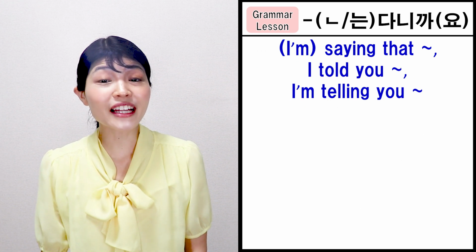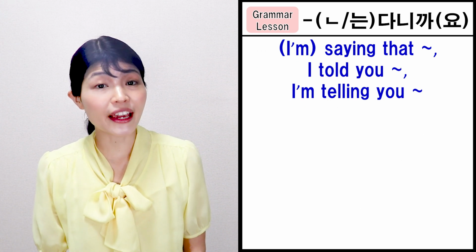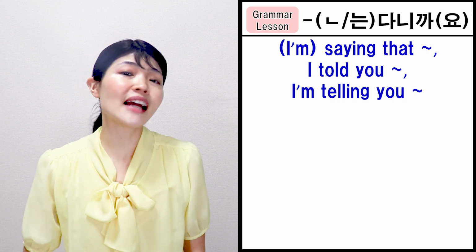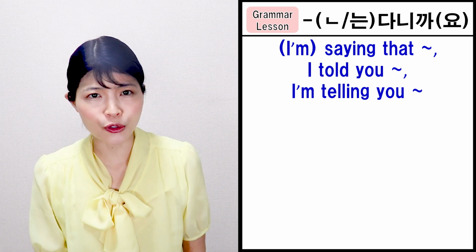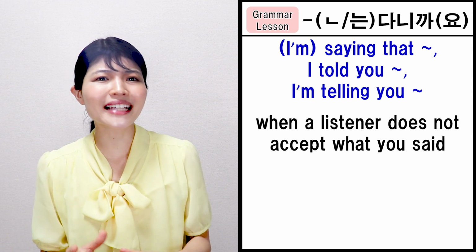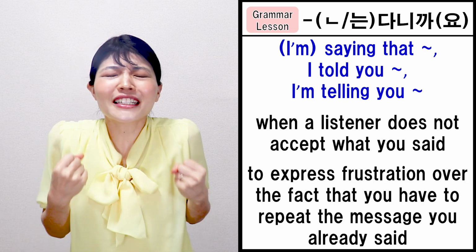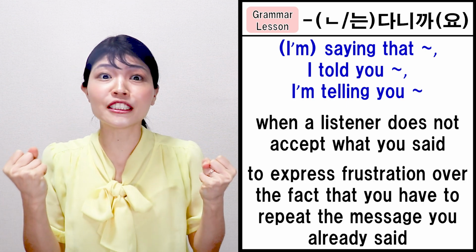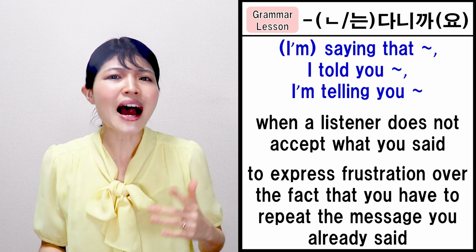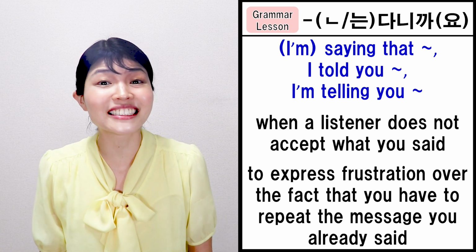Now let's look at the second grammar. 니은 는다니까요 means I'm saying that. I told you. I'm telling you. You use it when a listener does not accept what you said and you express frustration over the fact that you have to repeat the message you already said.